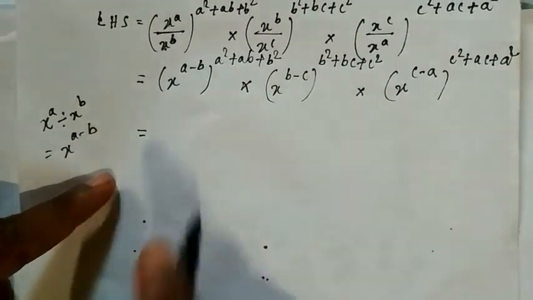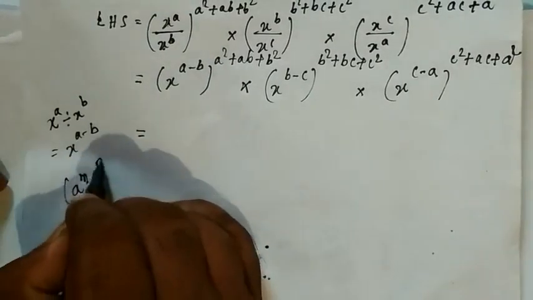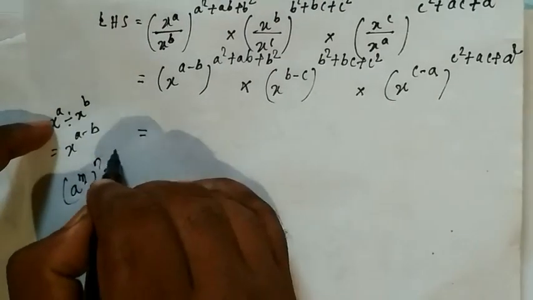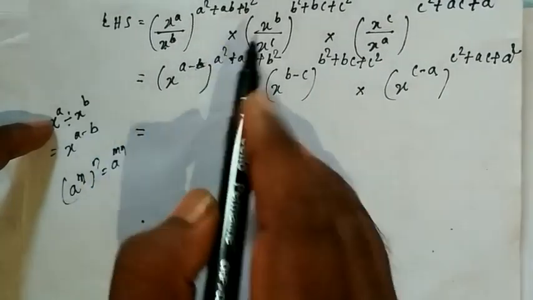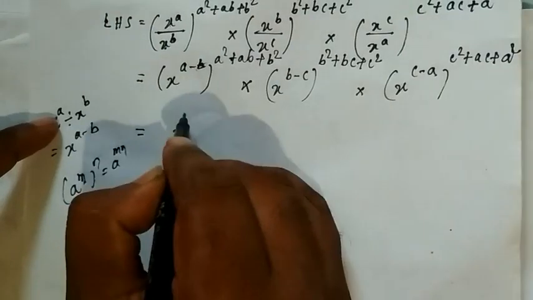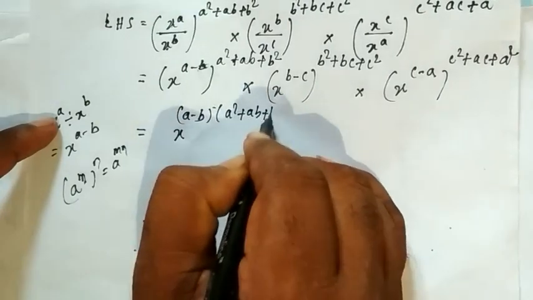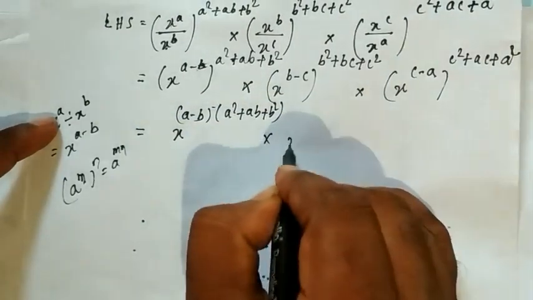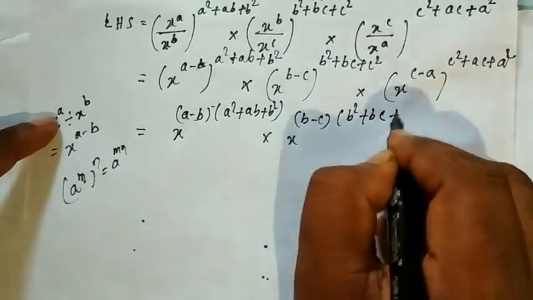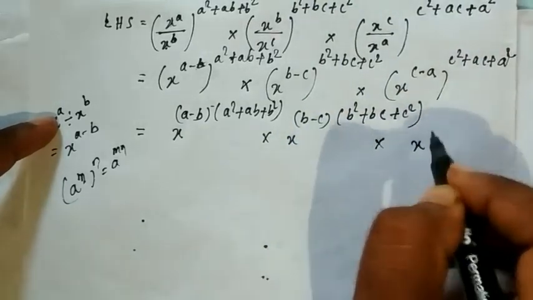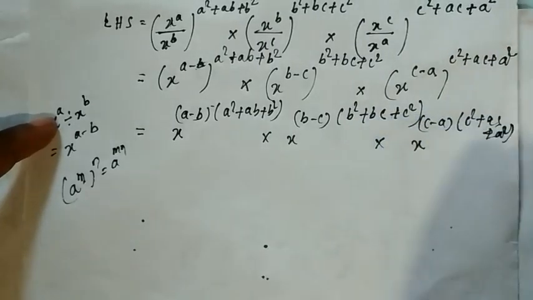Now students, you know that a to the power of m whole to the power of n is equal to a to the power of mn. Similarly, these two exponents you can multiply according to laws of exponent. So this one you can write x to the power of a minus b into a square plus ab plus b square, into x to the power of b minus c into b square plus bc plus c square, into x to the power of c minus a into c square plus ac plus a square.